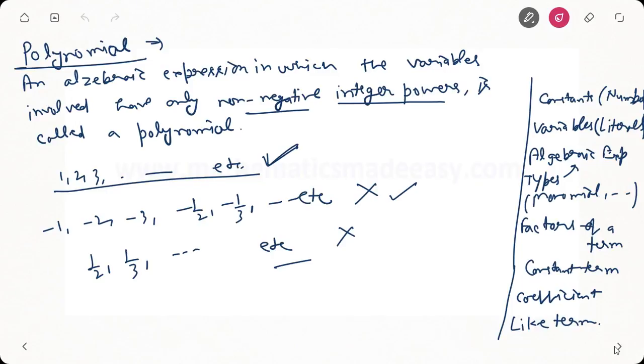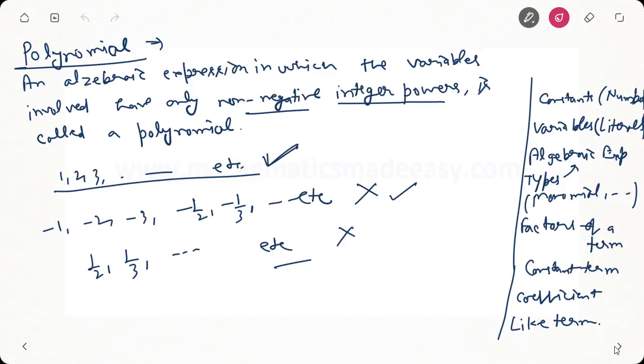constants or the numbers in an algebraic expression, what are the variables, or we also call them literals in algebraic expressions, what is the definition of algebraic expressions, what are the different types of algebraic expressions like monomial, binomial, trinomial, polynomial, etc. We also talked about the factors of a term. We also talked about the constant term present in a particular term or present in a polynomial. We also talked about the coefficient of a term. We also talked about what are the like terms and what are the unlike terms.